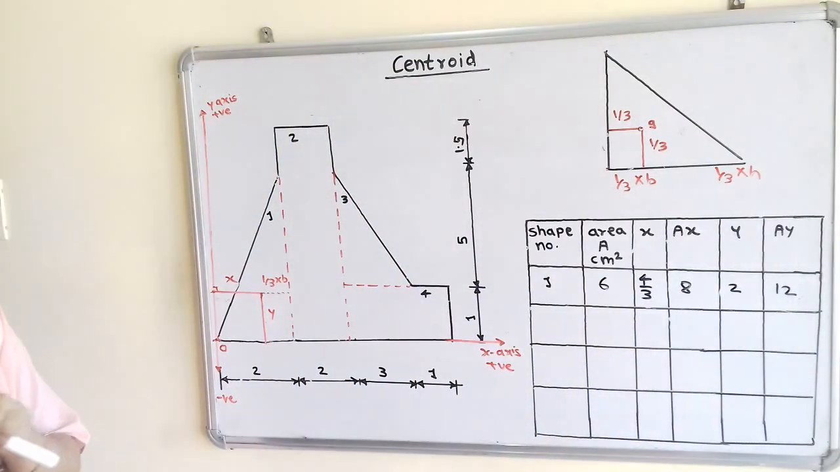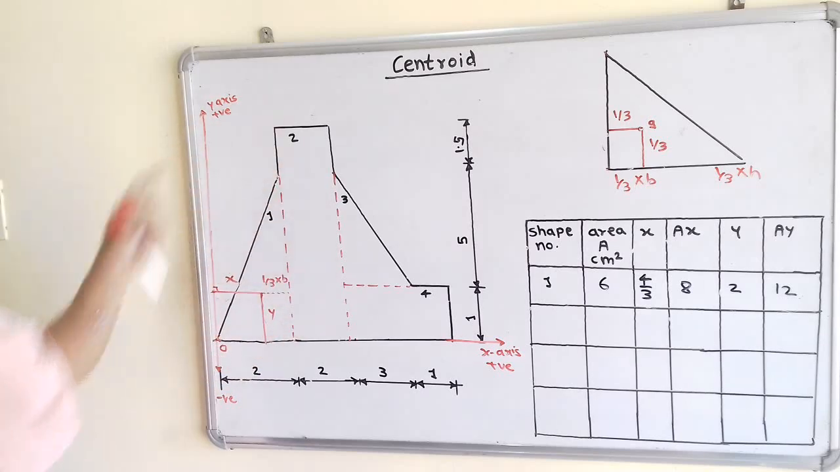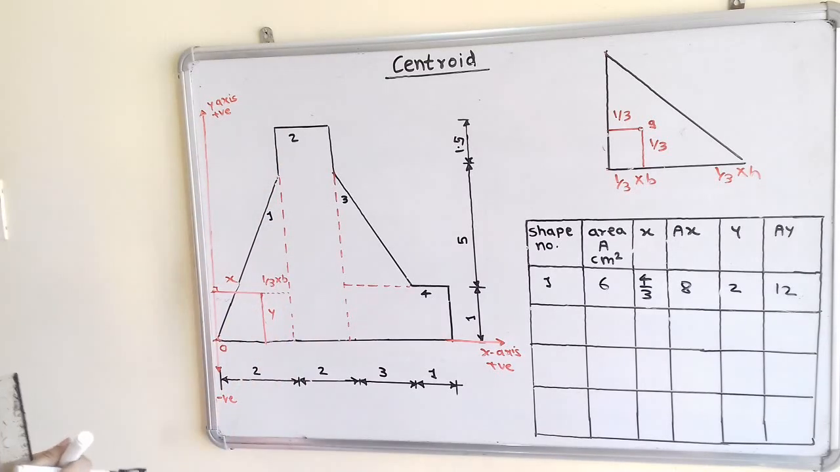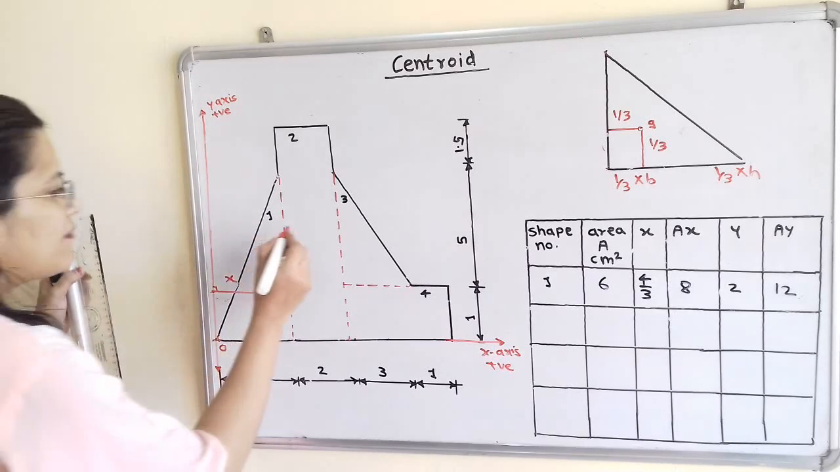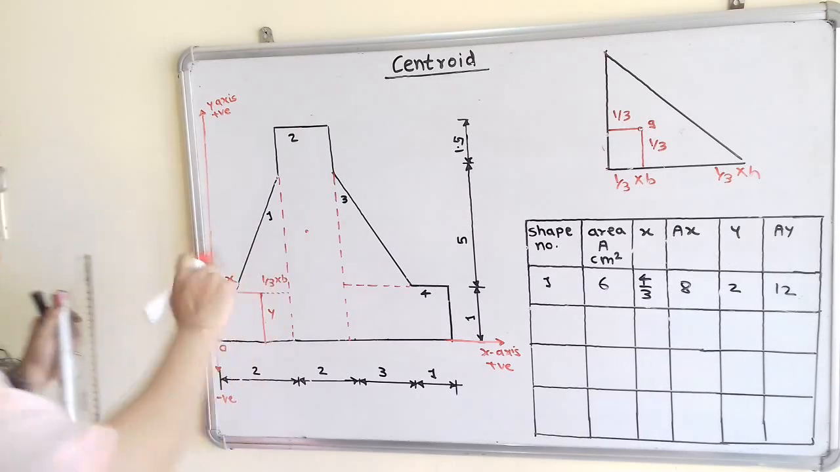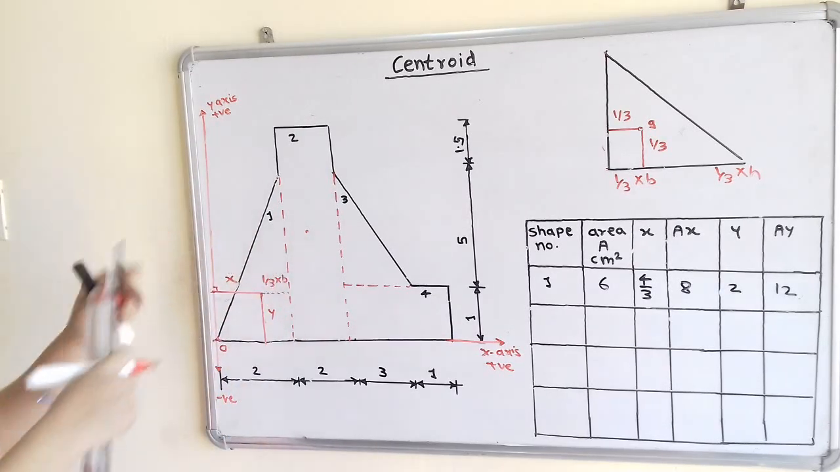Now we will move to shape number 2. Shape number 2 here is the rectangle. Again we will follow the same procedure. We have to select the center point. I will select the center point here. Now next step is to draw perpendicular lines on the x-axis and y-axis.